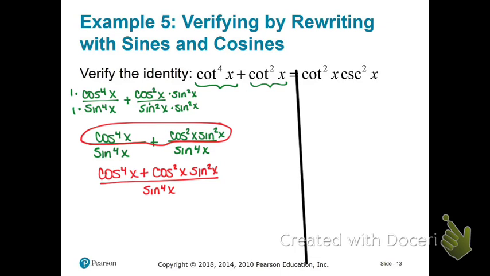We can take out what? Cosine squared, I'm sorry, I misheard you then. All right, so both terms have a cosine squared in common, so we're going to factor that out. That leaves us with cosine squared plus sine squared.